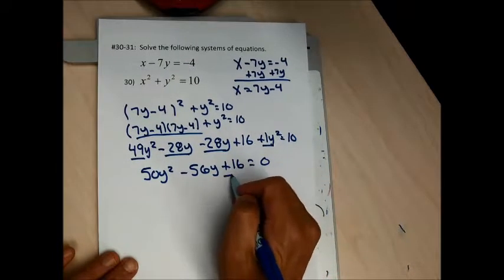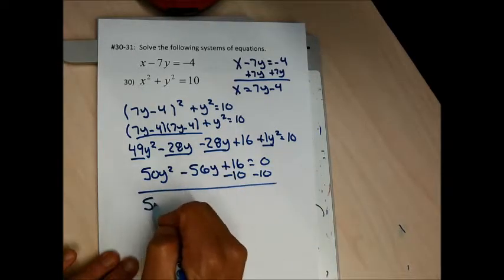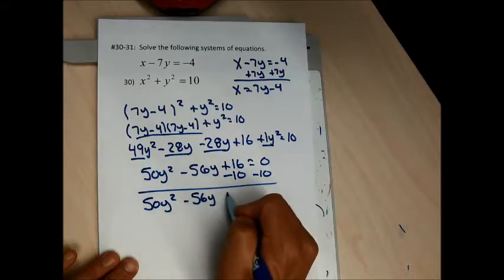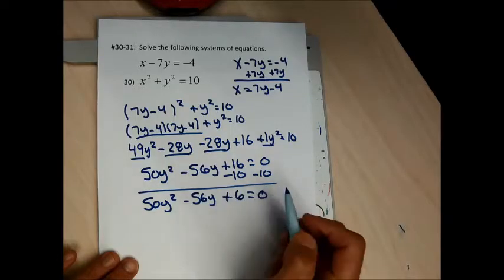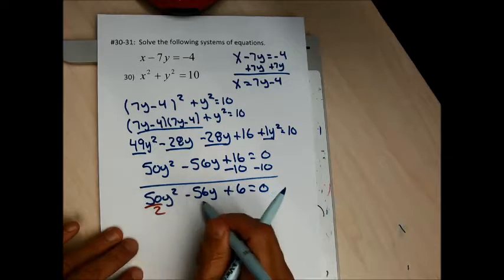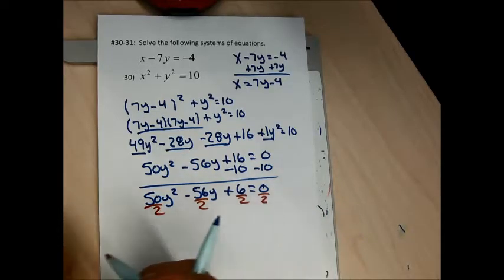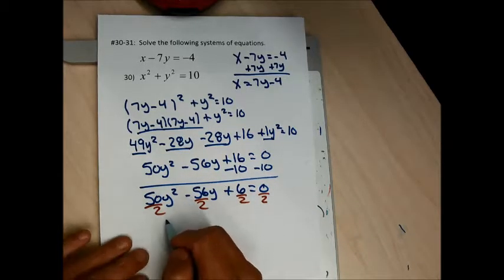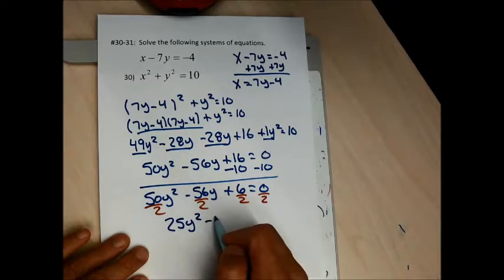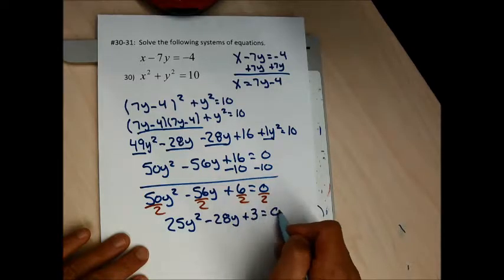I'm going to subtract 10 from both sides. Horrible numbers. And get 50y squared minus 56y plus 6 equals 0. I can divide all this by 2 to make it a little more tolerable. Anytime you have a numerical common factor without an x and an equal sign, you can divide that common factor away. So this gives me 25y squared minus 28y plus 3 equals 0.